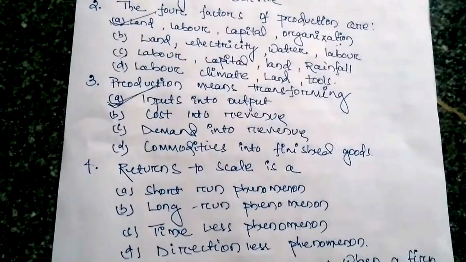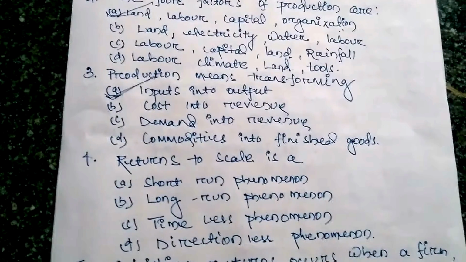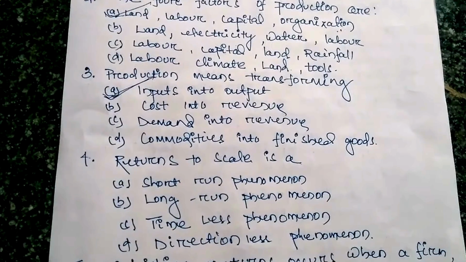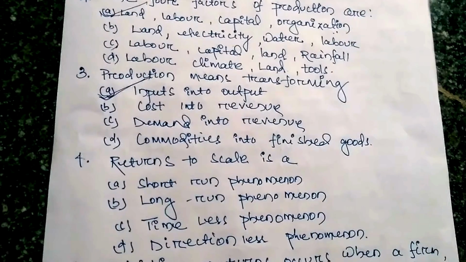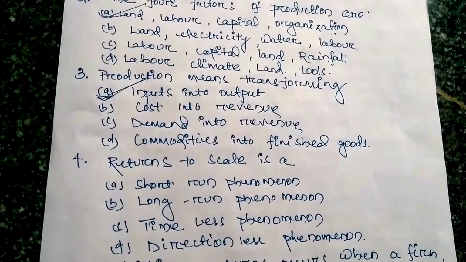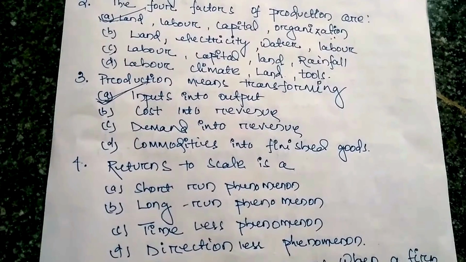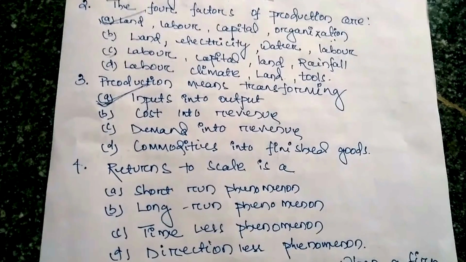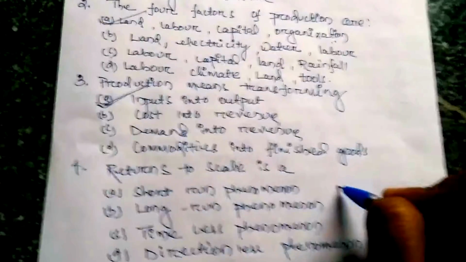Fourth, returns to scale is a: short run phenomenon, long run phenomenon, timeless phenomenon, or directionless phenomenon. You have to remember that there are 2 laws: the law of diminishing returns to factor and the law of diminishing returns to scale. Law of returns to scale, law of returns to factor. Factor is something different and scale is something different.